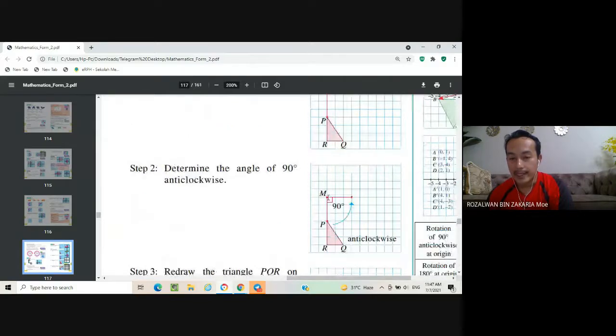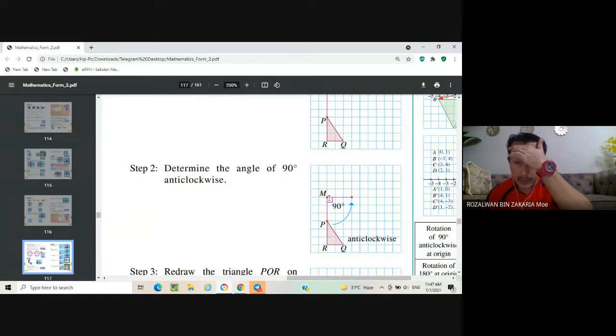How to get the angle 90 degrees? You can get this one by using the protractor. So you mark this one, then you join this point and M here. Make it a straight line. Okay, then what to do?